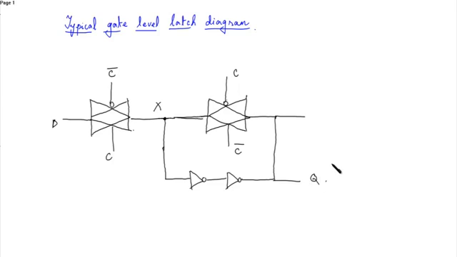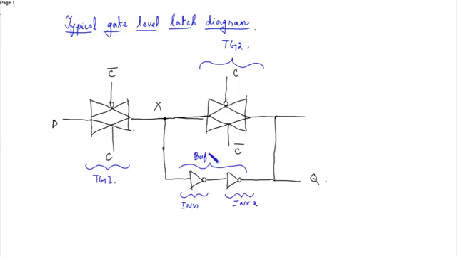Earlier we had drawn a rough schematic diagram. This is the gate level diagram of a CMOS latch, where this is transmission gate 1, this is transmission gate 2, this is inverter 1 and this is inverter 2. This whole acts as a buffer. So whatever you apply here, you'll get the output over here.